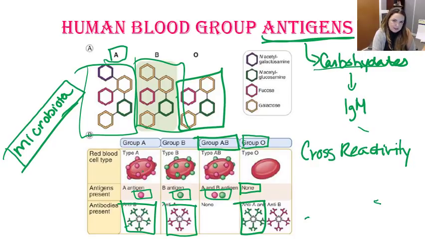Since it doesn't see the B antigens, because you're type A, when it is exposed to type B blood, it'll be like, that one, kill that one.